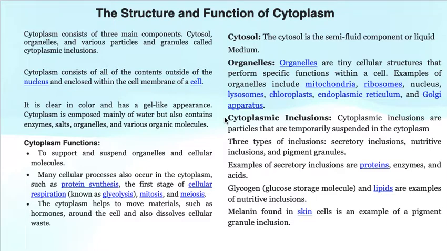There are three main types of inclusions. One is secretory inclusions, the second is nutritive inclusions, and the third is pigment granules. Examples of secretory inclusions are proteins, enzymes, and acids. Glycogen, a glucose storage molecule, and lipids are examples of the second type of cytoplasmic inclusions, that is nutritive inclusions. And melanin found in a skin cell is an example of a pigment granule inclusion. So this is all about the structure and function of a cytoplasm.